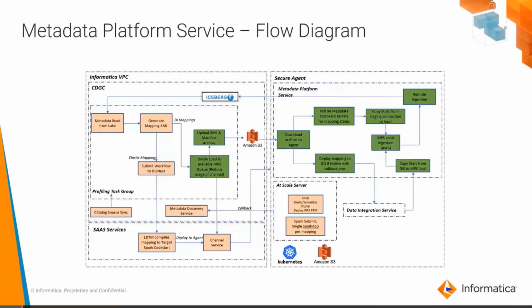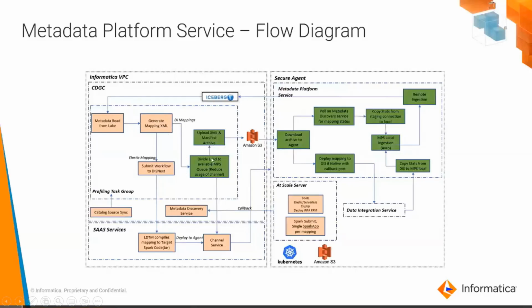Now let us look at the flow diagram of Metadata Platform Service. When we hit profiling in MCC, we discover the datasets as part of the catalog source. That means we are reading the data from the lake. Once we read the data, we generate the mapping XML for each dataset, and then we divide this mapping into batch sizes.